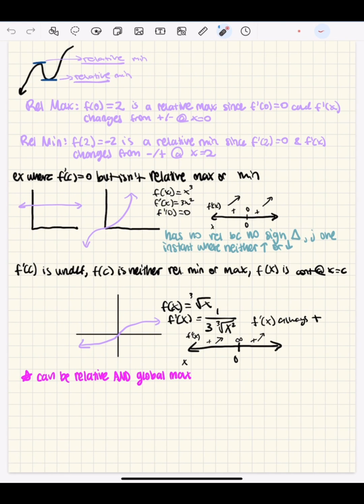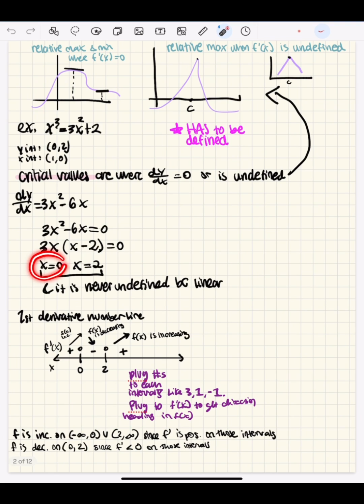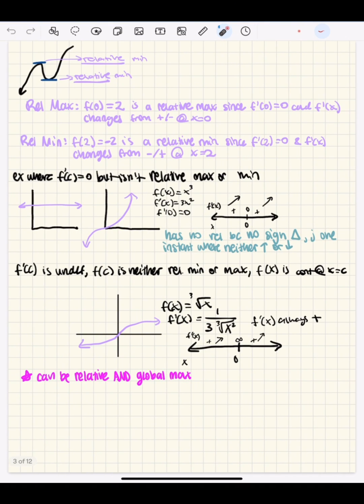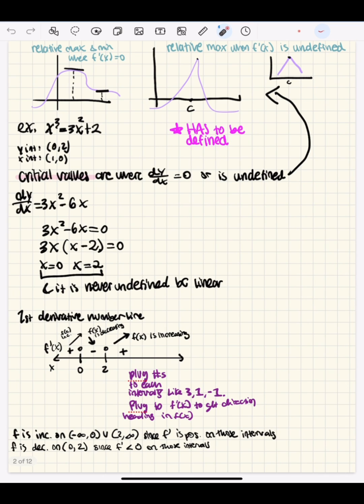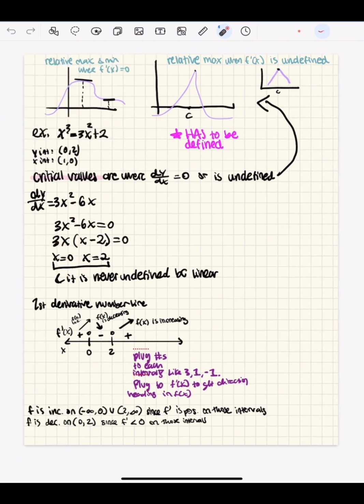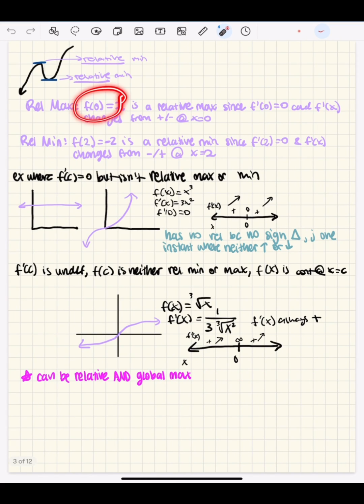So f of 0, we said x is 0. So here you're going to plug it back into the original function, because you're saying at this x value 0, what is the y? They literally are just asking where the relative minimum and maximum is. This is the graph of f of x, not f prime of x, not f double prime of x. This is just f of x. So they want to know, at this x value, what's the y? So you plug it back in. So x is 0, and if you plug in, you're going to get y equals 2. So that's going to be the relative max.